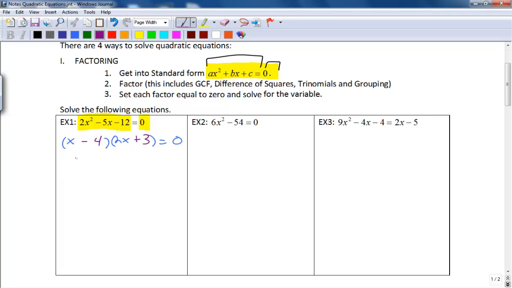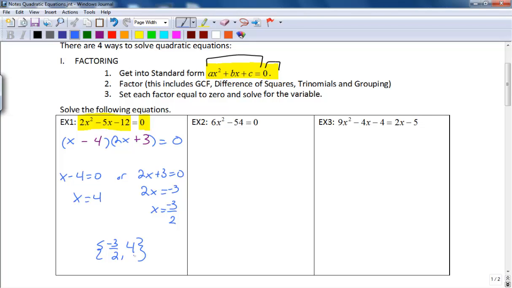Step 3 says to go ahead and set each one of these factors equal to 0 and solve them both for x. So in our first one, we got x minus 4 equals 0, so x is equal to 4. And in our second one, we have 2x plus 3 equals 0. Move the 3 over and then divide by 2, and you end up with x is equal to negative 3 halves. So the solution set for this problem is negative 3 halves and 4.